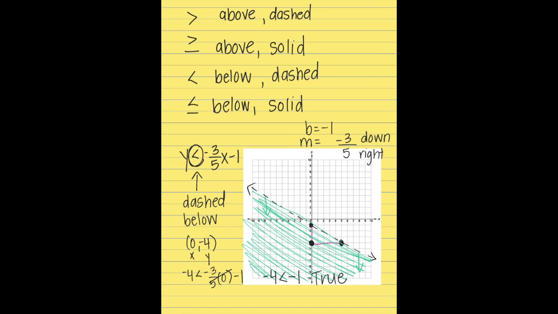If I picked a point, let's say I picked the point 0, 0. Now, it's kind of hard to see, but 0, 0 does not fall in that shaded area. So let's see if 0, 0 works. So I have 0 is less than -3/5 times 0 minus 1. Is 0 less than -1? No, 0 is actually greater than -1 because it's further to the right. So this is not true, which is why that point is not in the shaded region.